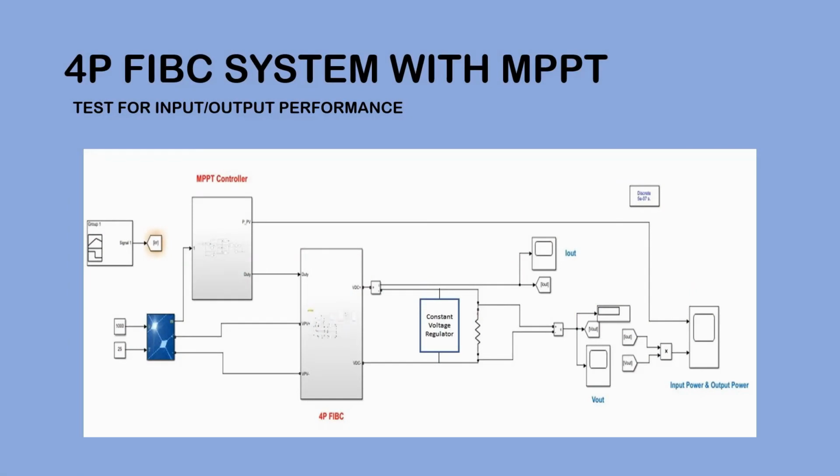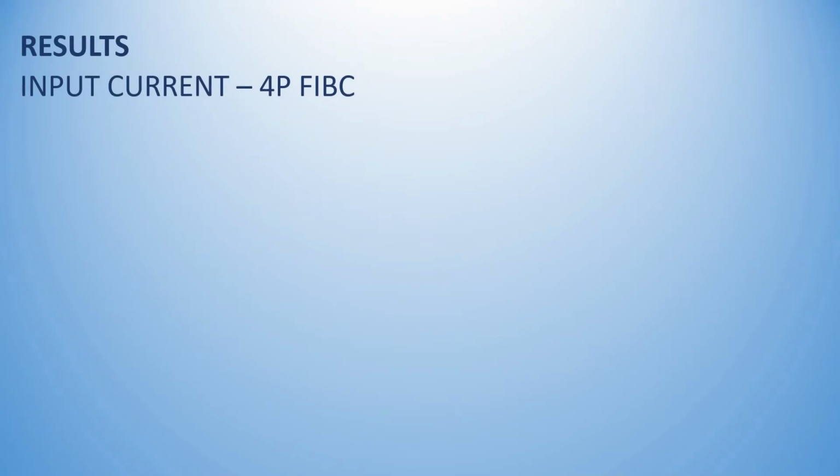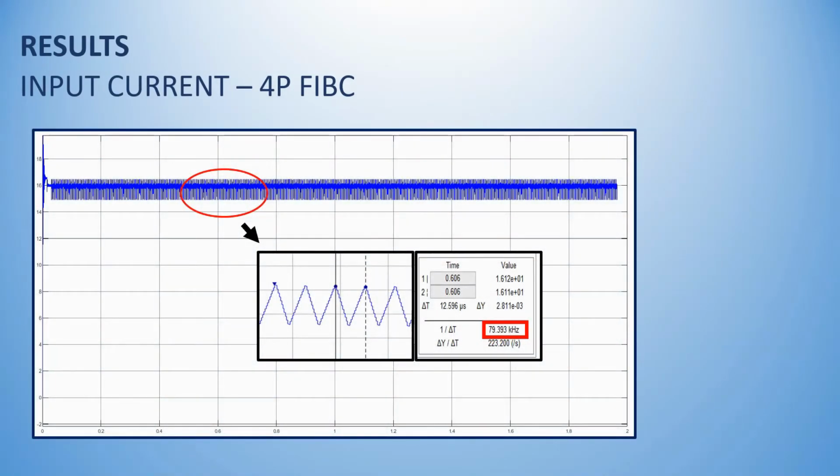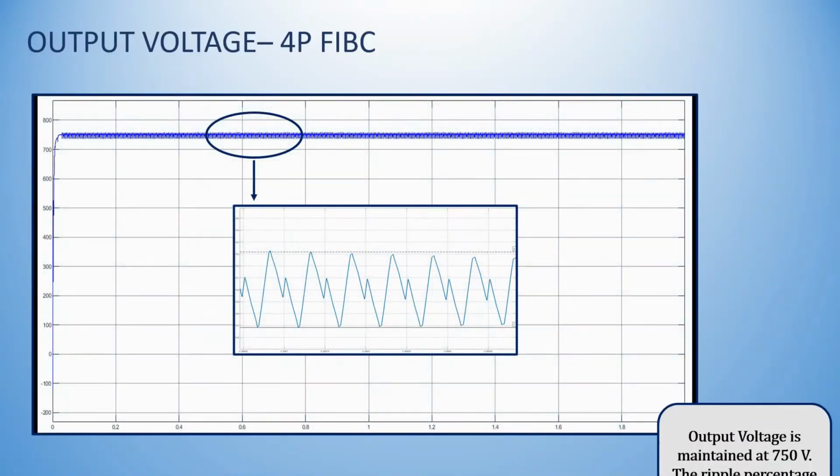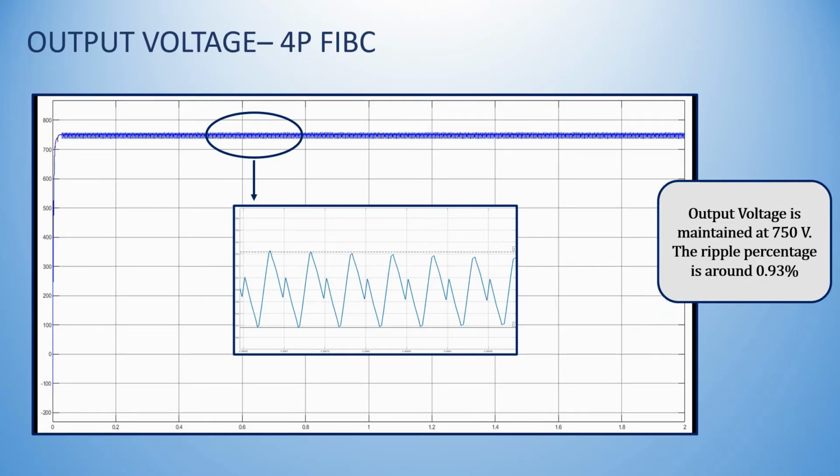To evaluate the input and output performance of the proposed converter, it was modeled in MATLAB Simulink. The input current ripple frequency has increased. Ripple percentage is less compared to conventional boost converters. Output voltage is capped at 750 volts and ripple is around 0.93%.